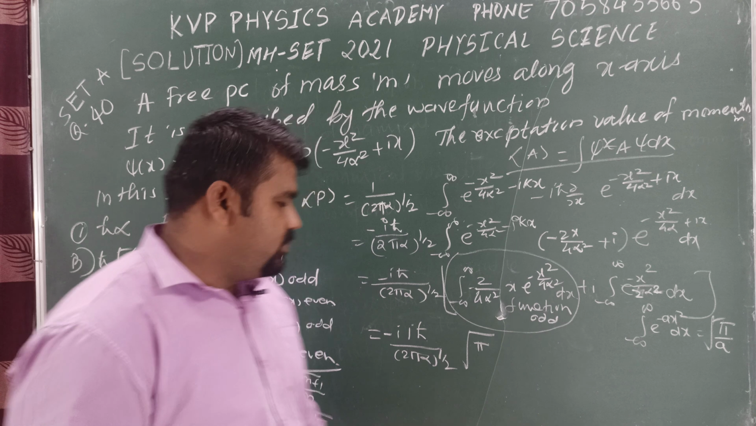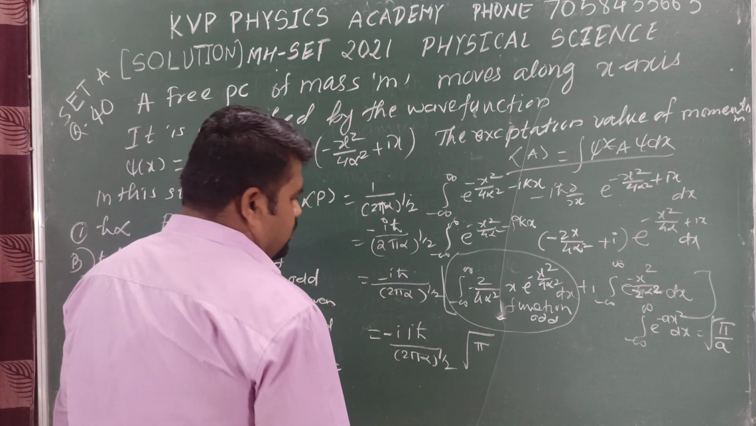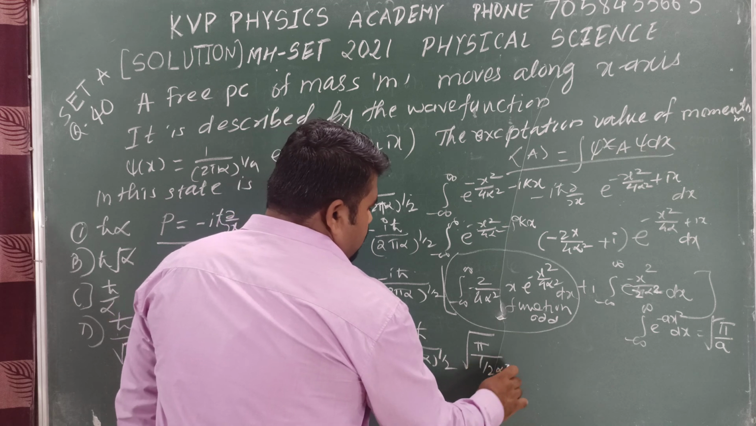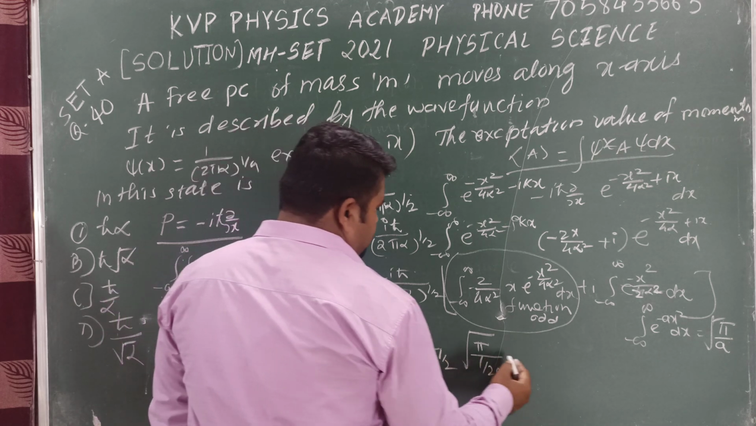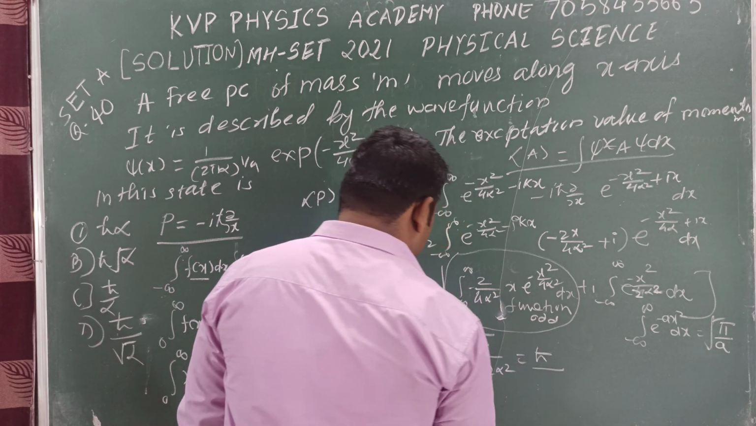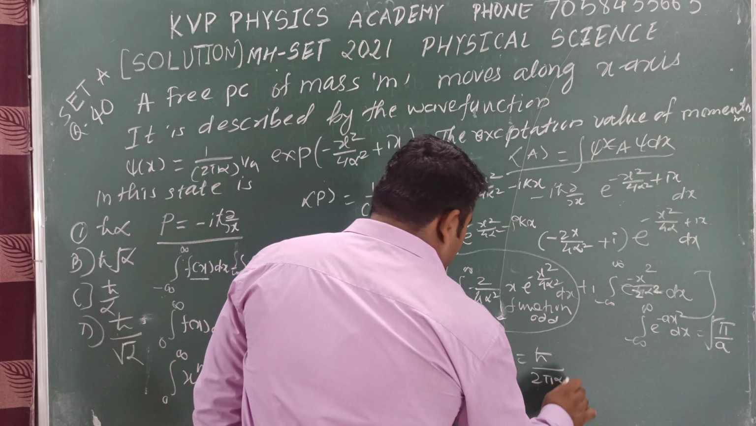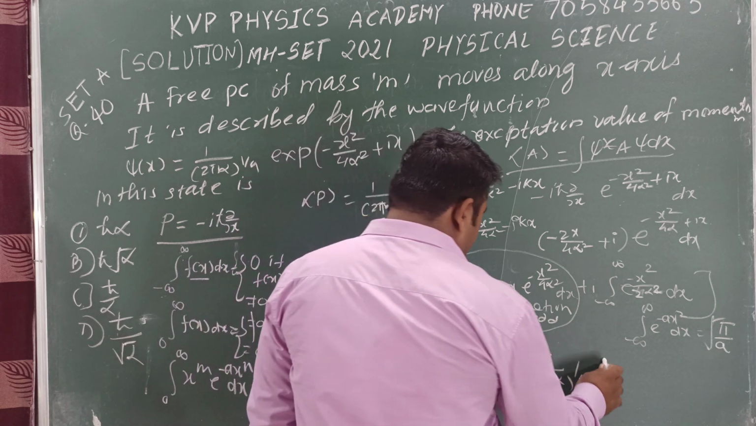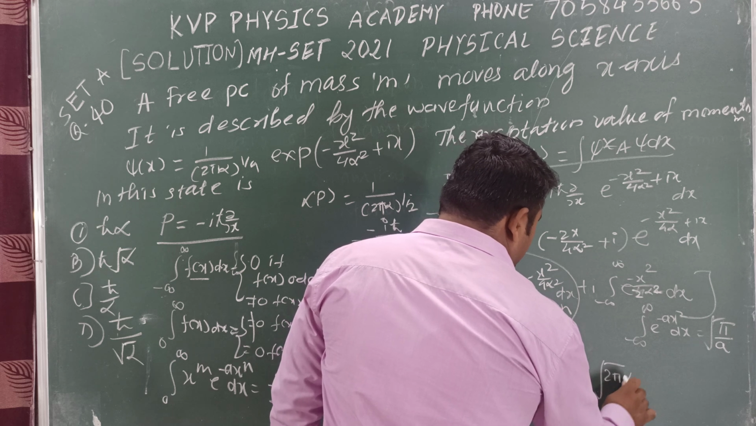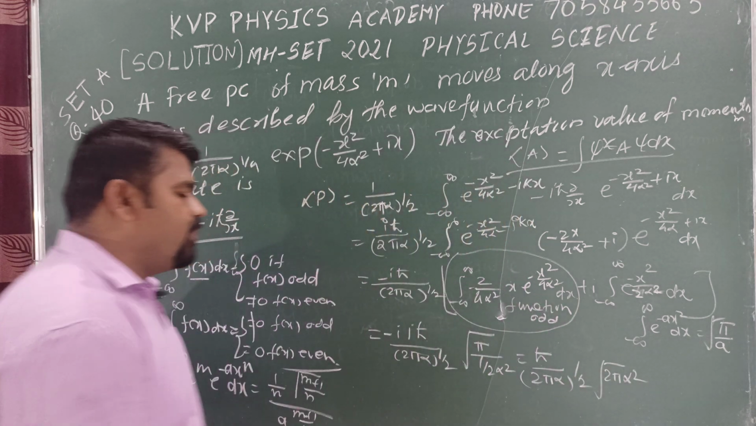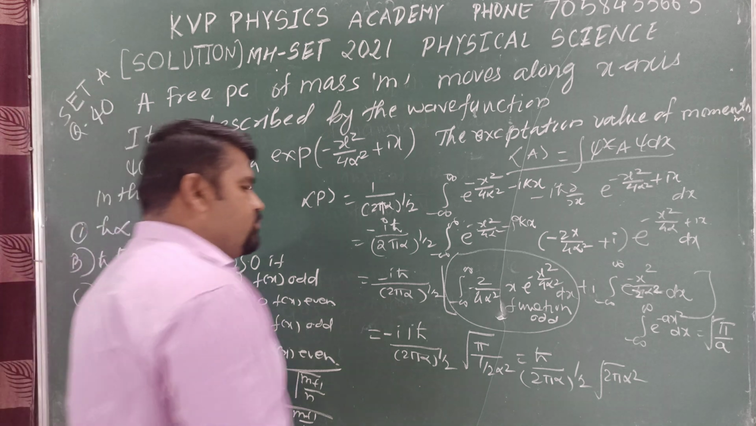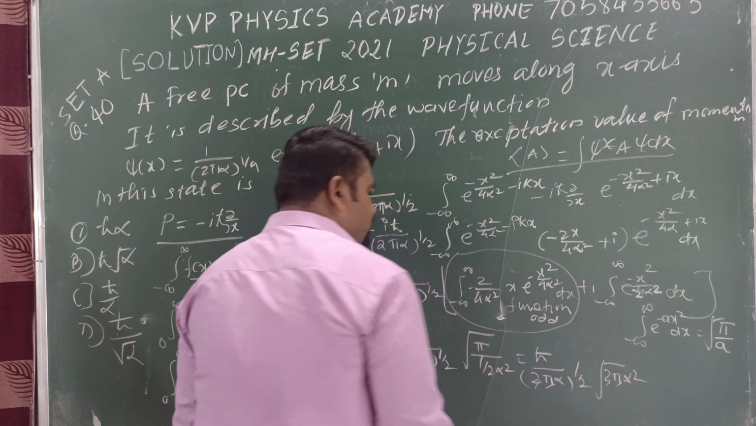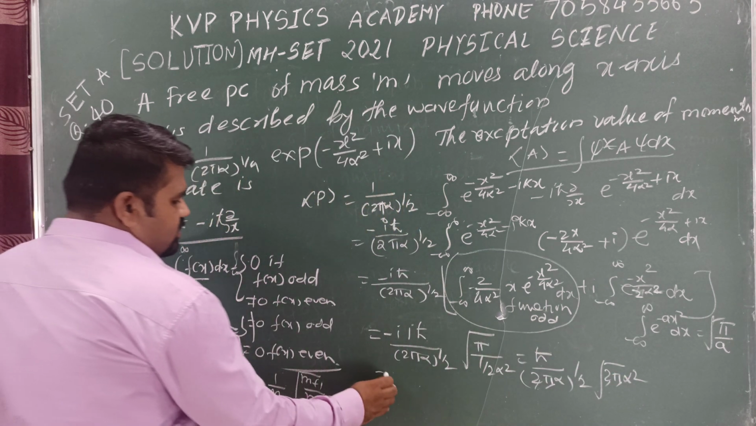1 upon 2 alpha square. i into i square is minus 1, minus into minus plus. h cross upon 2 pi alpha, bracket is to the power 1 by 2, into, coming to the numerator, this value, then this becomes 2 pi alpha square. Got it? Now this 2 gets cancelled, this pi gets cancelled. Here is alpha square. This is equal to how much?